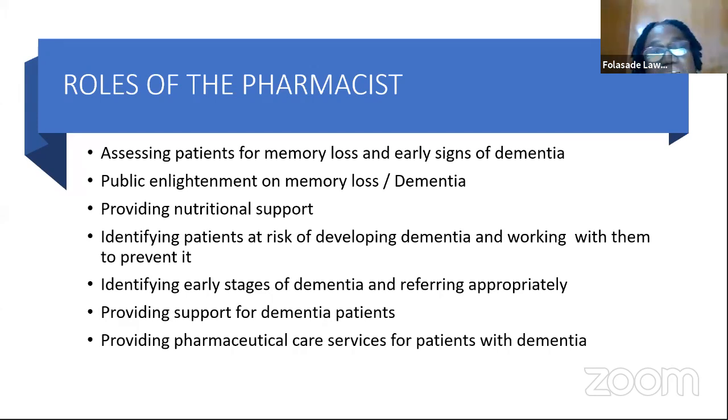We can also provide nutritional support. Ebenezer has done a great job there, telling us about supplements that may be of help. We can help to identify patients that are at risk of developing dementia and work with them to prevent it. We offer a lot of pharmaceutical care services. We see these elderly patients when their memory has not started deteriorating. And by the time we are counseling them, we are talking with them, we can pick out one or two things that may suggest to us that this patient is likely to have memory loss. Is this classic memory loss or just a brief memory loss, whatever it is, we can work with them to find out.